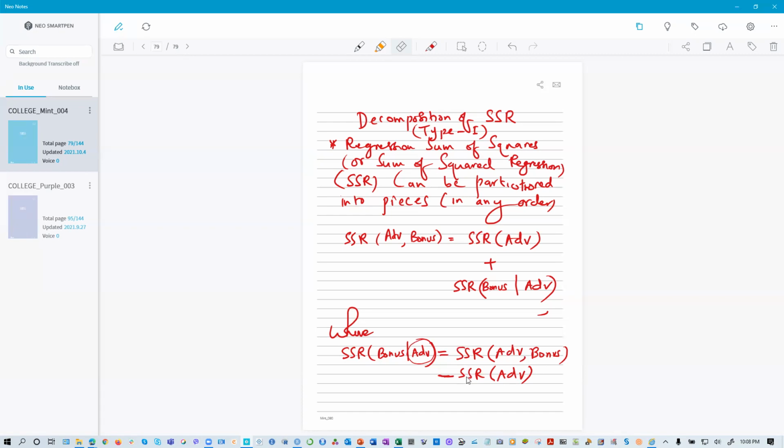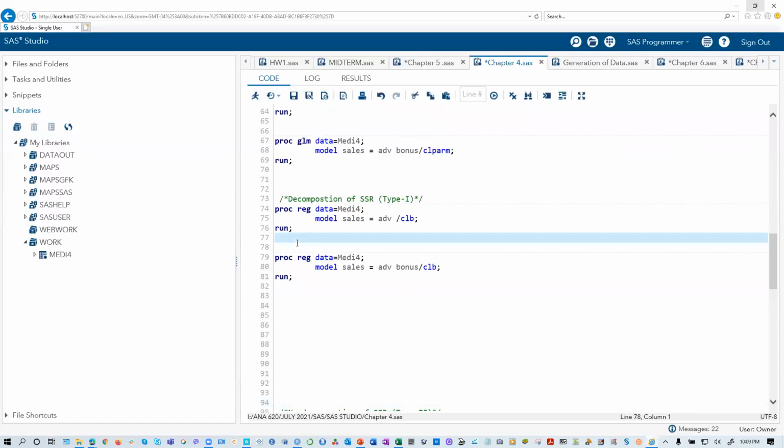Or I can write it the same way: the sum of squared error of advertising minus the sum of squared error of advertising comma bonus. Same thing. That means I have to run regression with these two separately. That's what I'm trying to do over here.